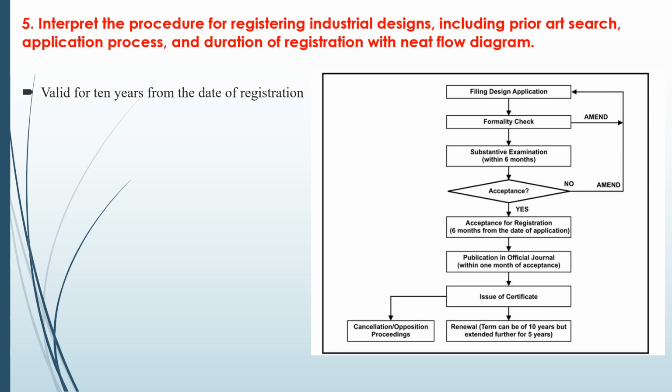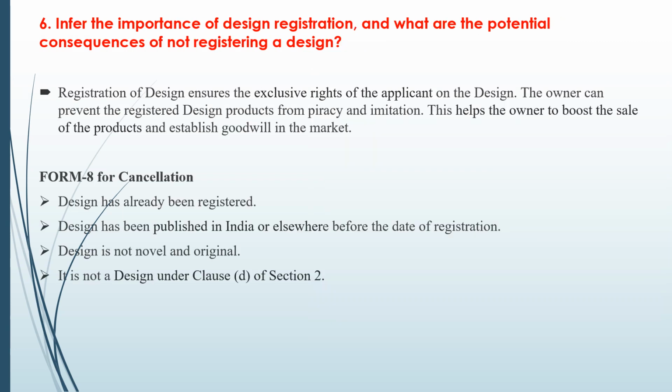Next: interpret the procedure for registering an industrial design. This is the procedure. First you file the design, then a check is done, then there is an examination within 6 months of the date you file your design. If the examination passes, acceptance is received for the registration. If not, an amendment comes. This is the flow that you have to draw and explain in detail. You will include the prior art search, the application process, and the duration of registration, which is valid for 10 years.